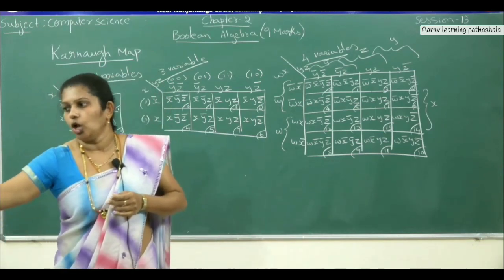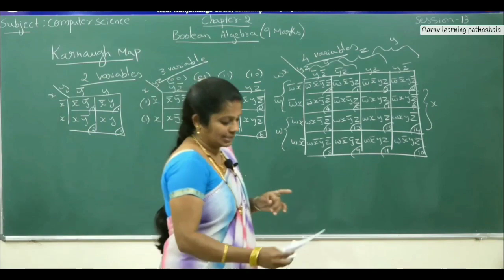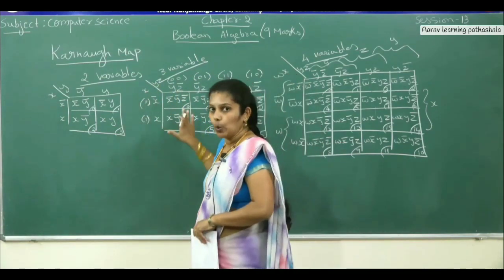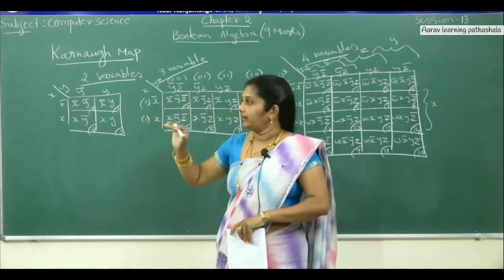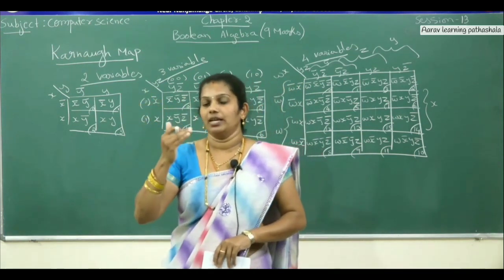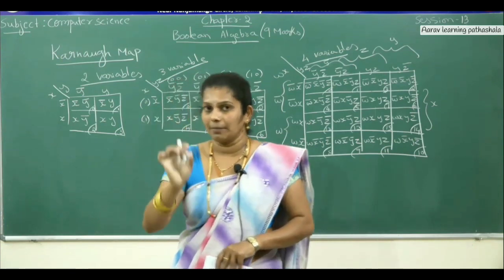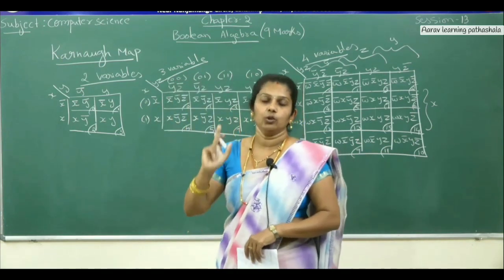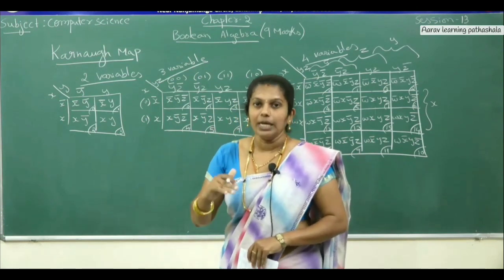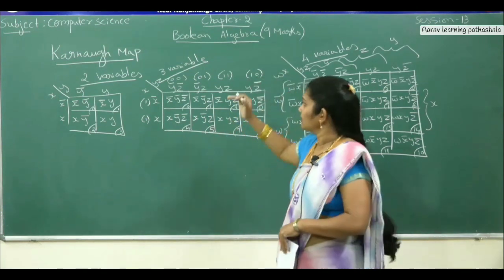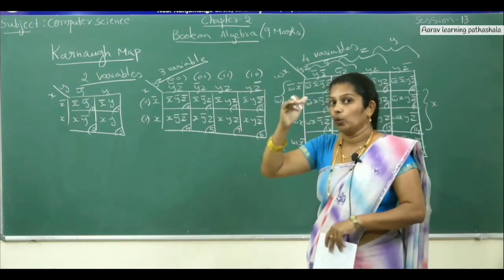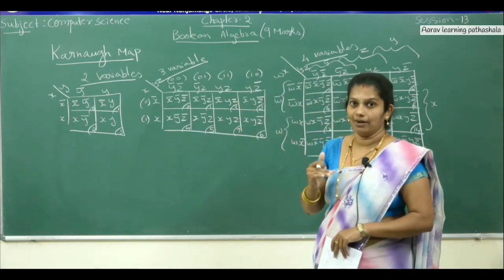If I want to solve any K-map, first step, write the K-map representation, how many variables we have. Then write the min term values. In the question, if they are given min terms, then wherever the min term value is given, write 1. For the remaining cells, write 0. So first step, write the K-map. Second step, fill in 1 wherever the min term values are given.